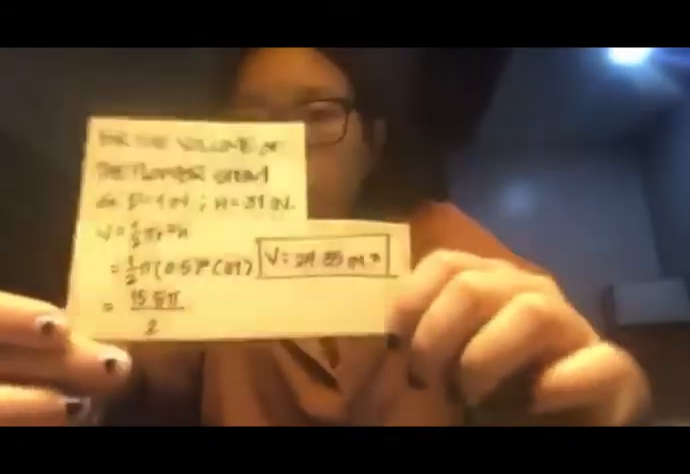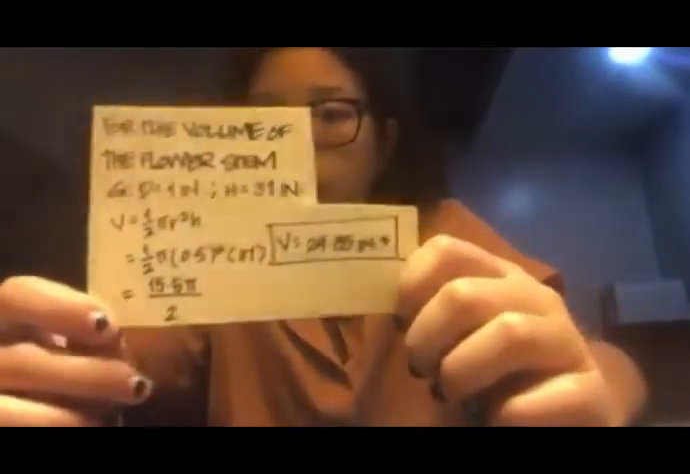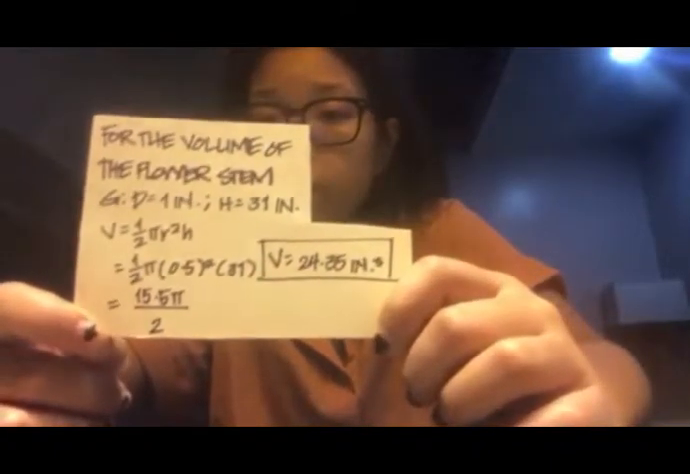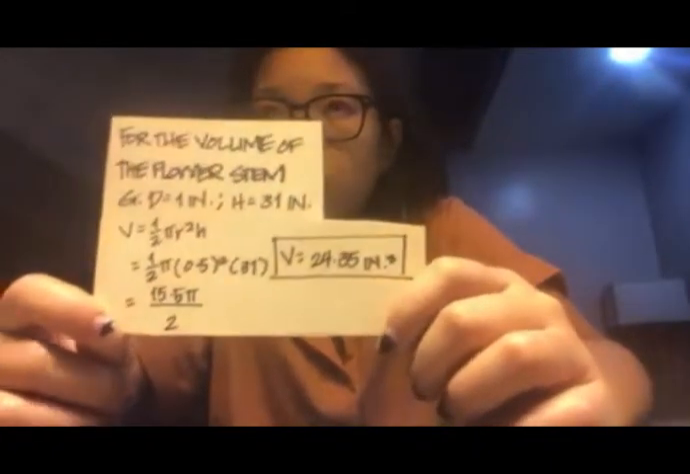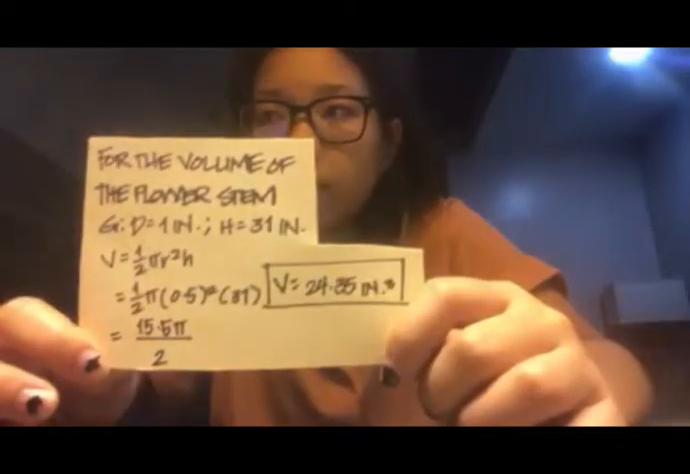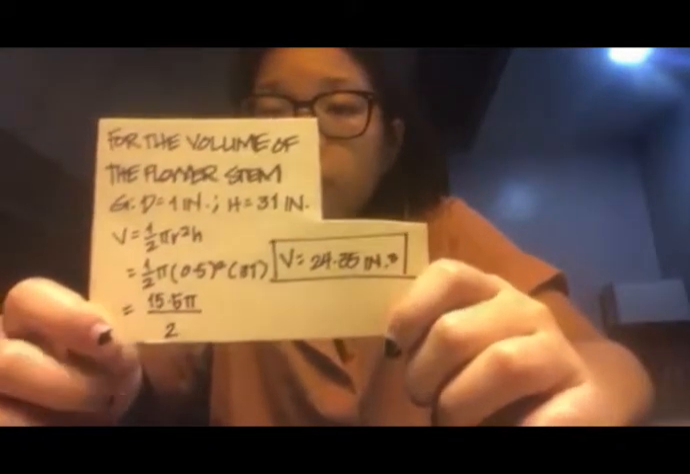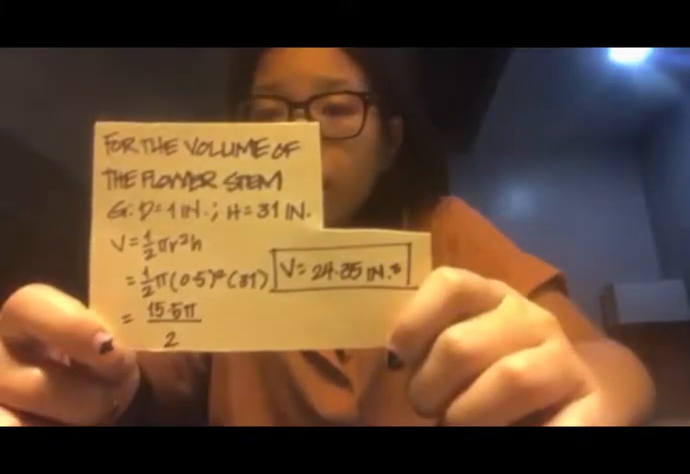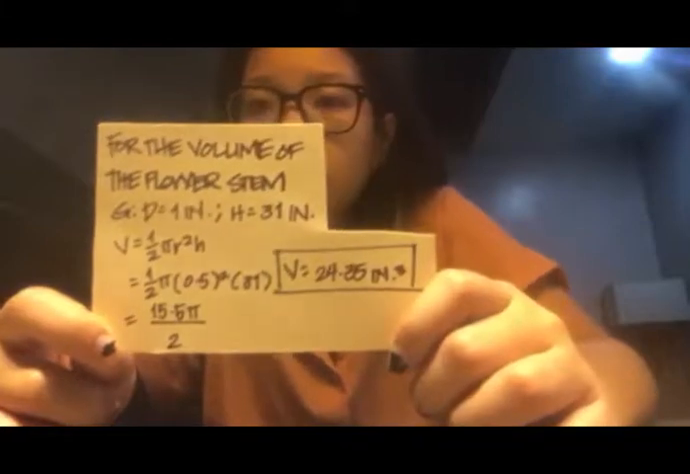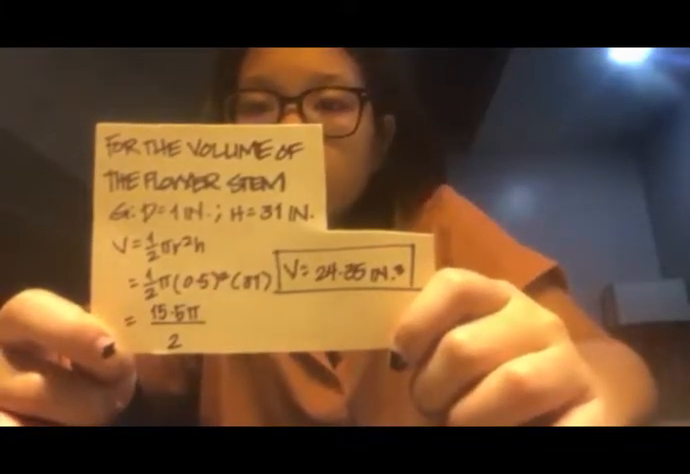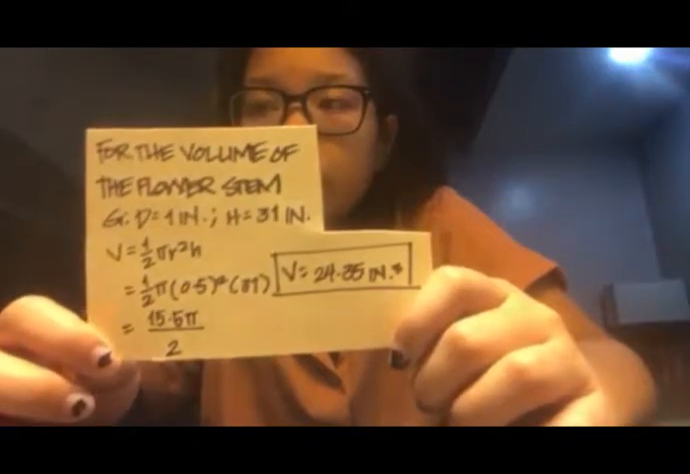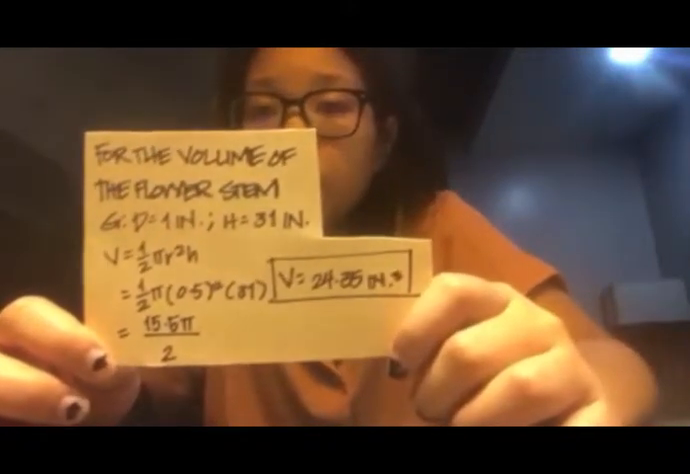For the volume of the flower stem, we are given a diameter of 1 inch and a height of 31 inches. We can't directly substitute because we were given the diameter and not the radius. So we convert the diameter into its radius. You just divide 1 inch by 2, so you get 0.5 inches.